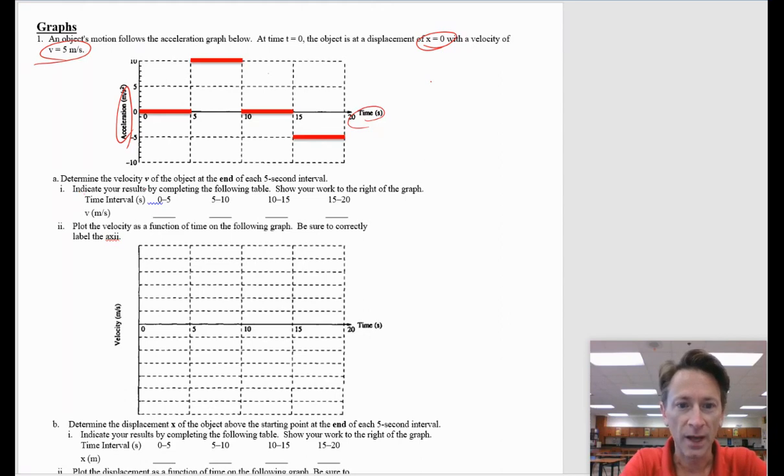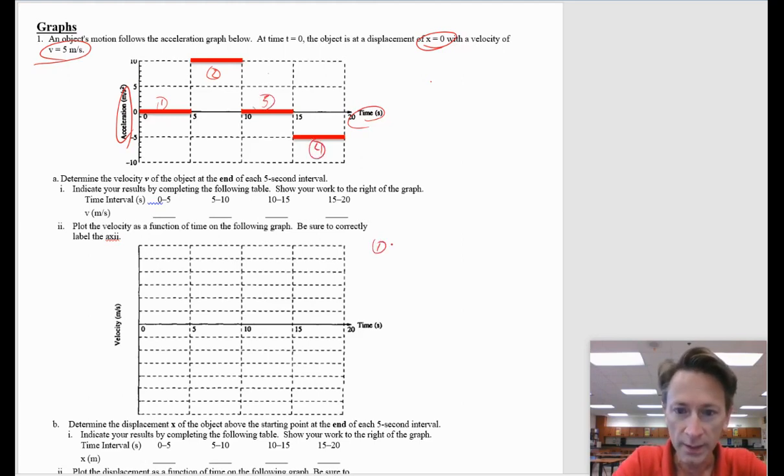Part A, determine the velocity v at the end of each 5-second interval. Indicate your results by completing the following tables. So it's these down here. Show your work to the right of the graph. So if I look at this, then I want to find out the velocity. I'm going to label this as section 1, this is section 2, this is section 3, this is section 4.